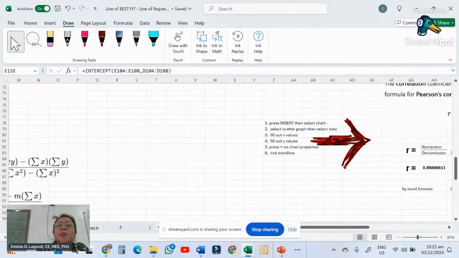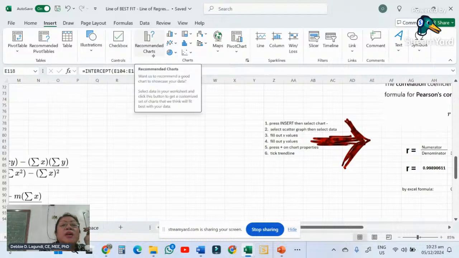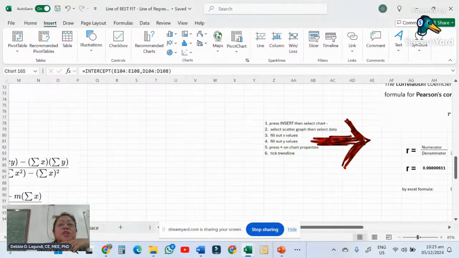Okay, press insert. So we press insert, as you can see, and then select chart. The chart is down here. And then select scatter graph. There are scatter graphs that you can see on screen now, those without lines and those with lines. And I will select the first one.